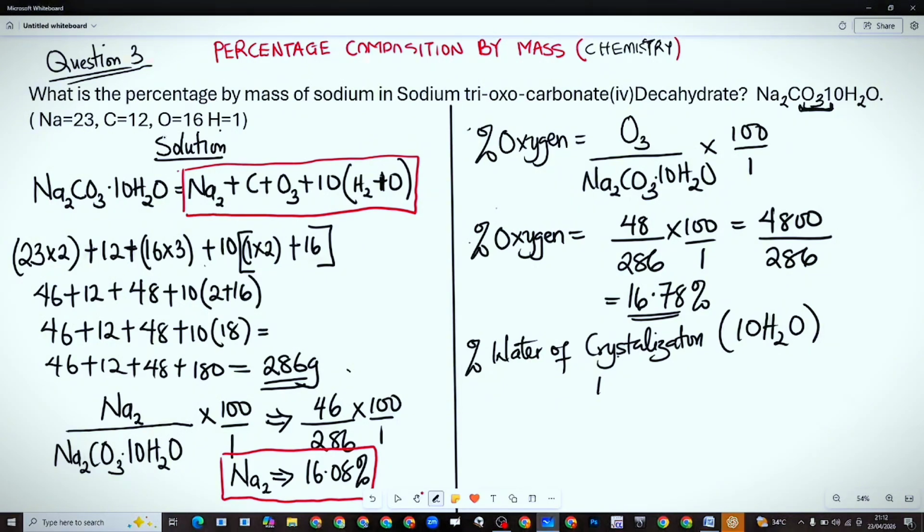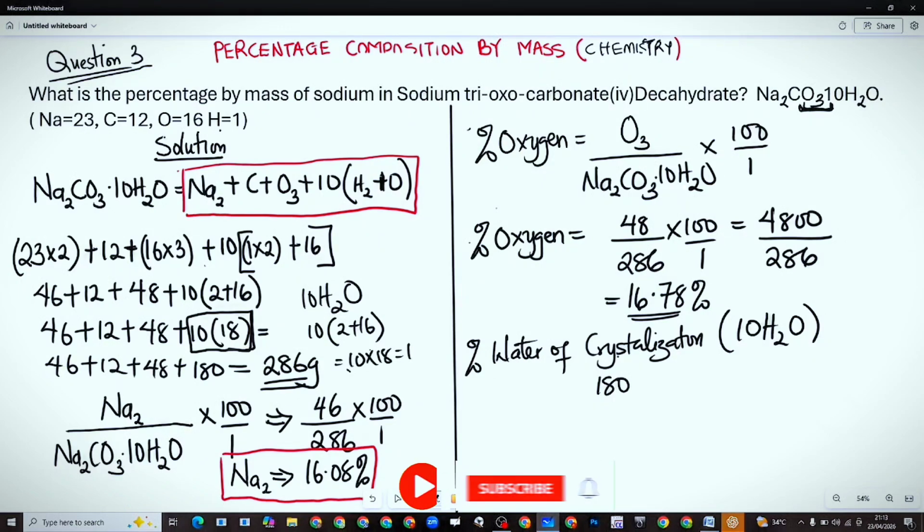Look at it here: it's 10H2O, 10 times everything here. Just like saying 10H2O is 10 times what? H2 is 2 plus the oxygen, which is 16. That gives us 10 times 18, which is 180. Right? So over what?